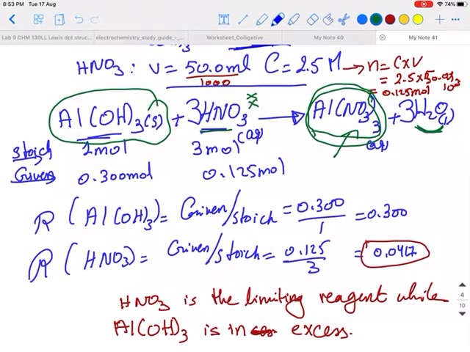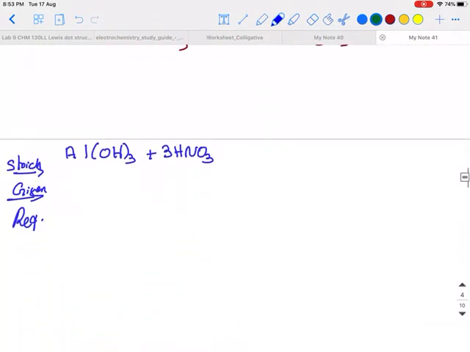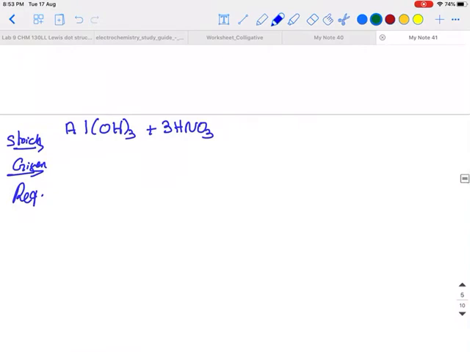It's very important to know what reagents remained, and as we know, always only the limiting reagent is the one we use in calculation. Because I want to find the mass of aluminium hydroxide, I will use the stoichiometry of aluminium hydroxide in grams. Here it doesn't matter, I can use moles.